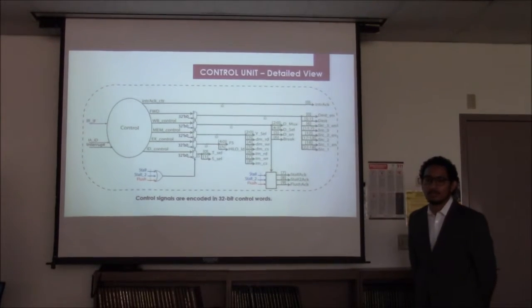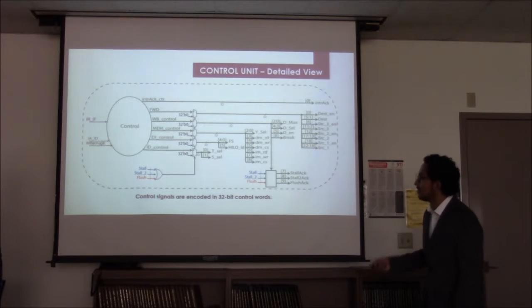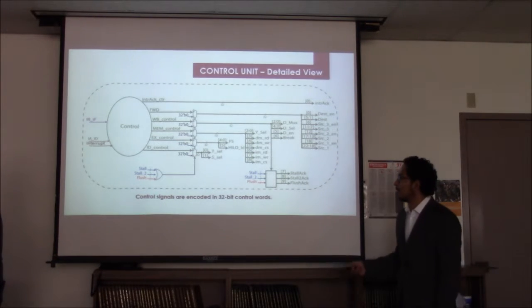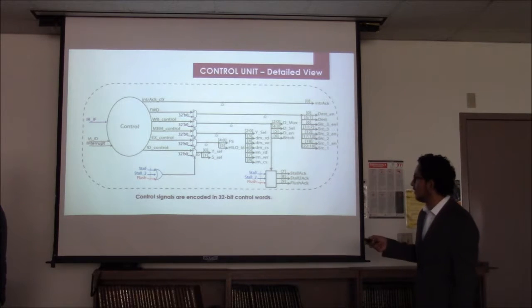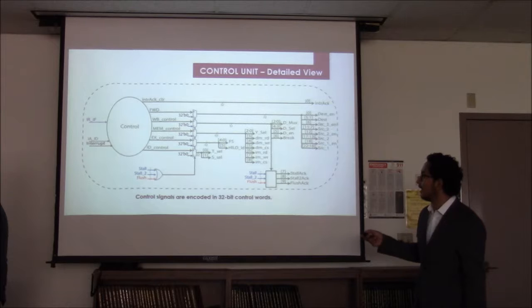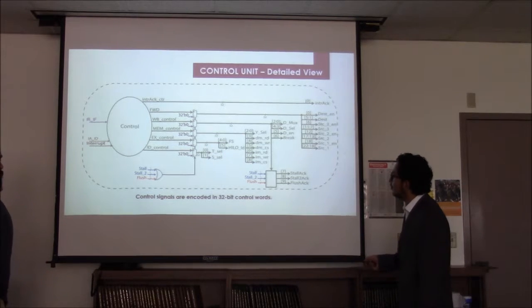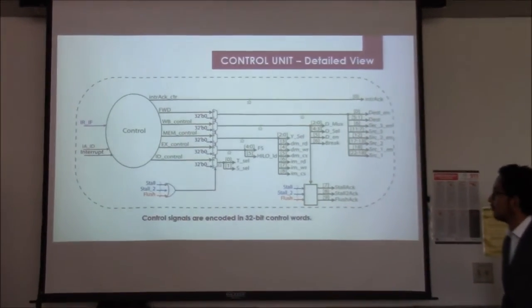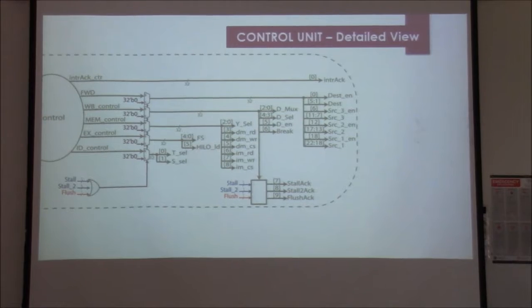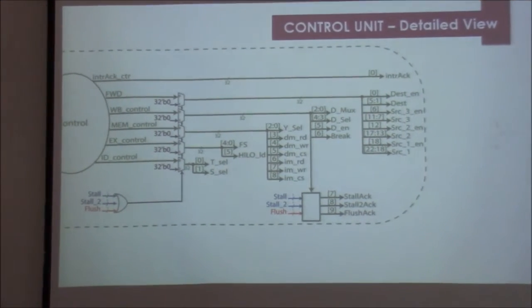So this is a detailed schematic of the control unit. Just to make the control unit a bit simpler, we decided to make all of the control signals 32 bits, but not all of the 32 bits are being used. So this is just an example of how they're encoded in the 32 bits. This is for the ID control, EX control, memory control, and write-back control.